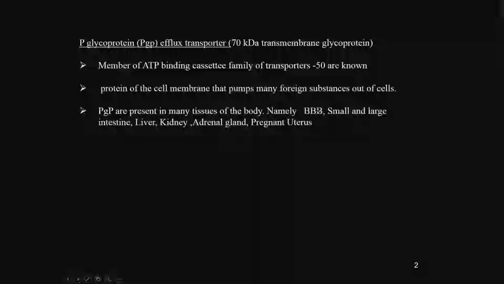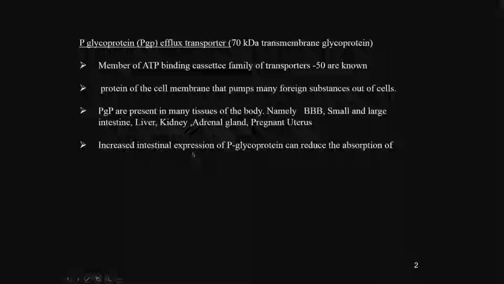Like I mentioned, the blood brain barrier has a lot of efflux transporters, as do the small and large intestines, liver, kidney, adrenal gland, and pregnant uterus. Increased intestinal expression: if you have a large amount of PGB present in the intestine, it will reduce the absorption of the drug through the GI into the plasma, okay. Because it will try to efflux and remove the drug through the feces.